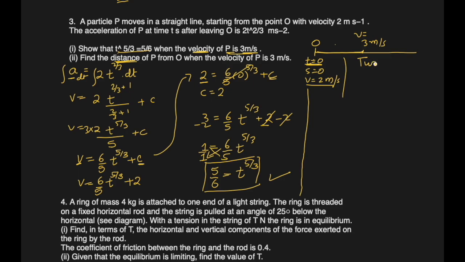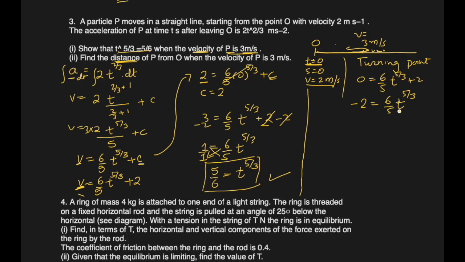So, turning point. To find turning points, we know that when something turns back, it stops first and then turns back, right? That means the velocity becomes 0 at that turning point. So I'll make this velocity equal to 0 and see if I get any turning point. So 0 equal to 6 over 5 t to the power 5 over 3 plus 2. The 2 will again come to the other side, so it becomes minus 2 equal to 6 over 5 t to the power 5 over 3.